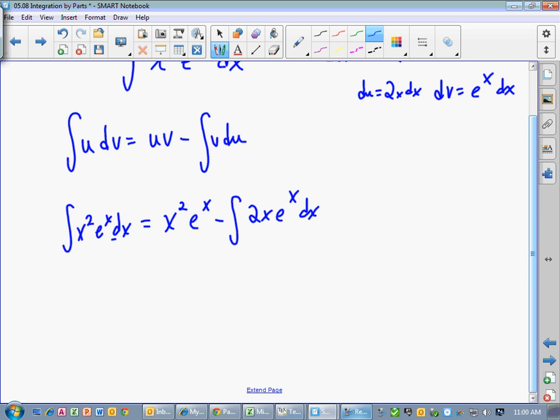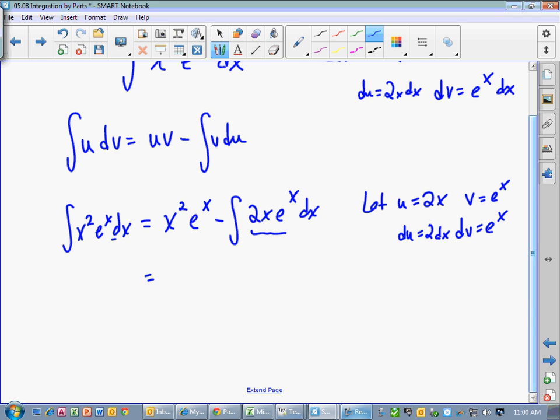Okay, so 2x e to the x. Well, we've got a similar problem right here. Right? We can't just integrate this because there's that x hanging out. So think about this. Let's let u equal 2x, dv equal e to the x. So what's du? So 2 dx, and then v would be e to the x.